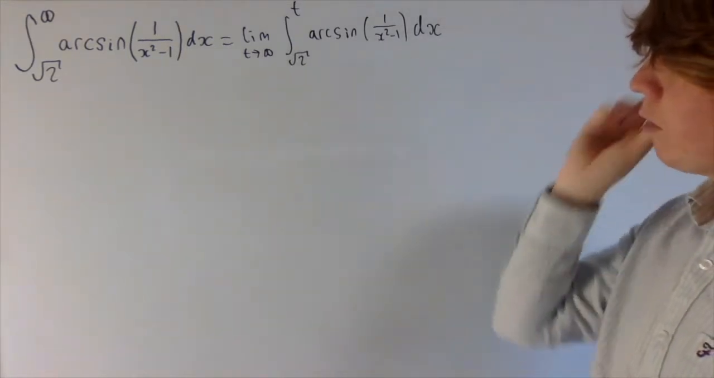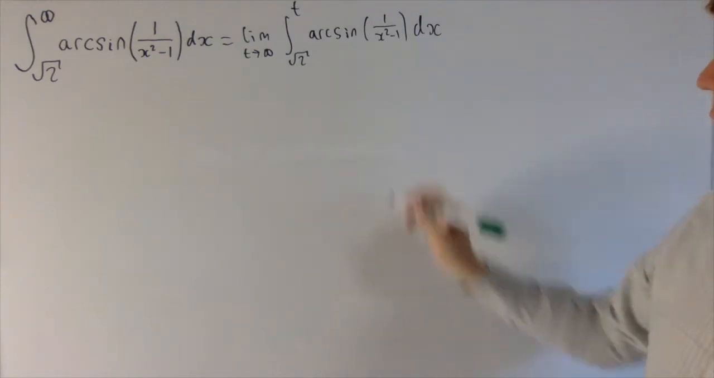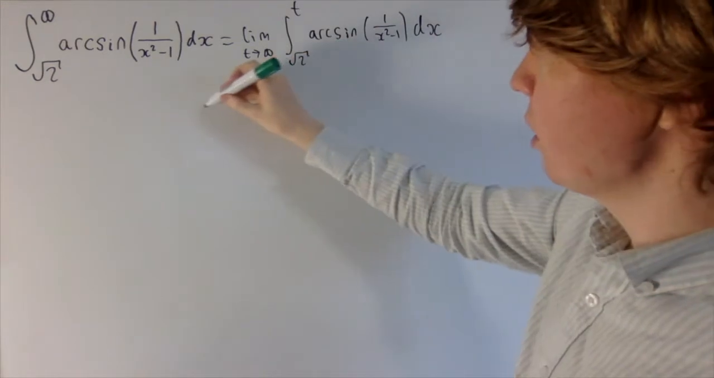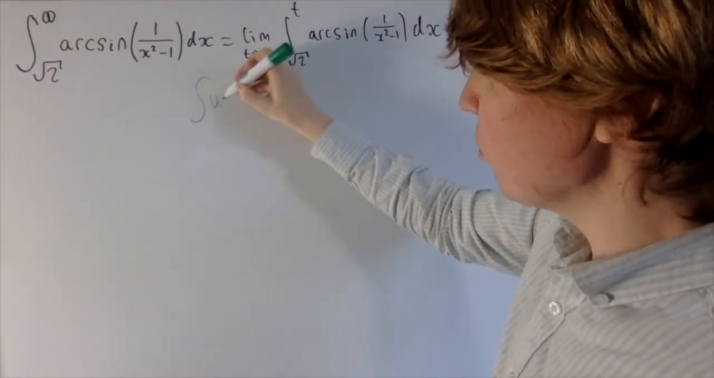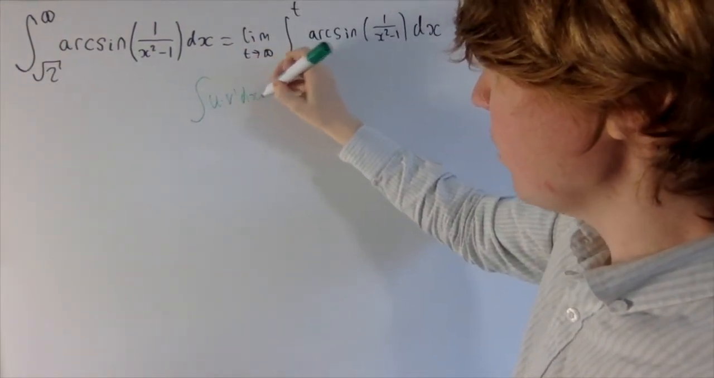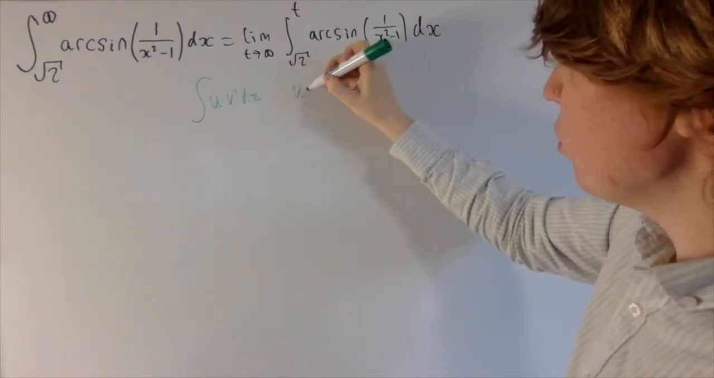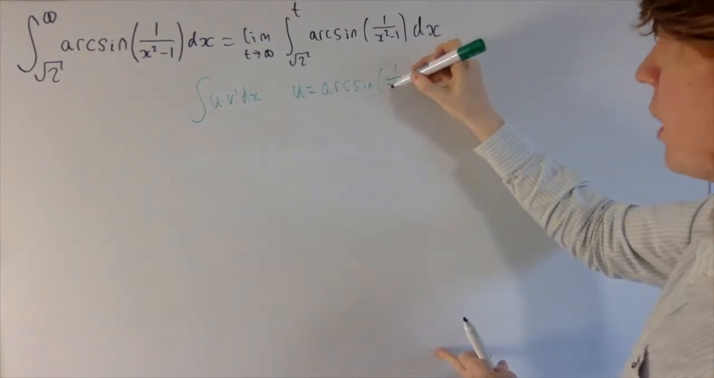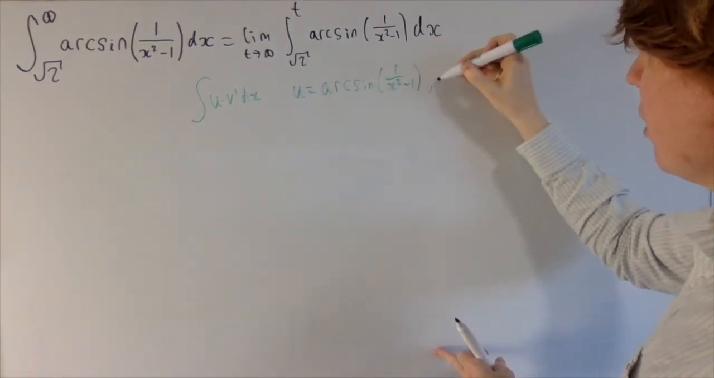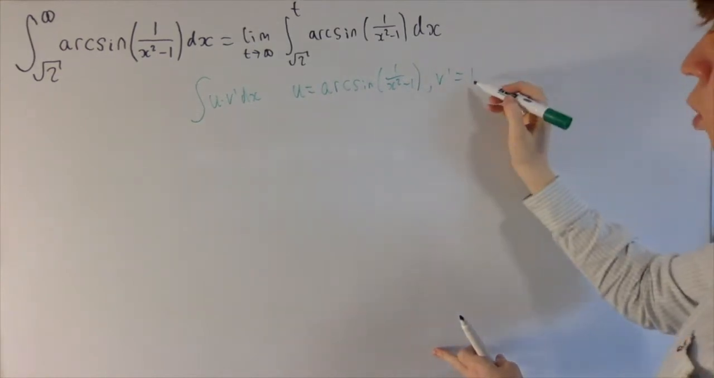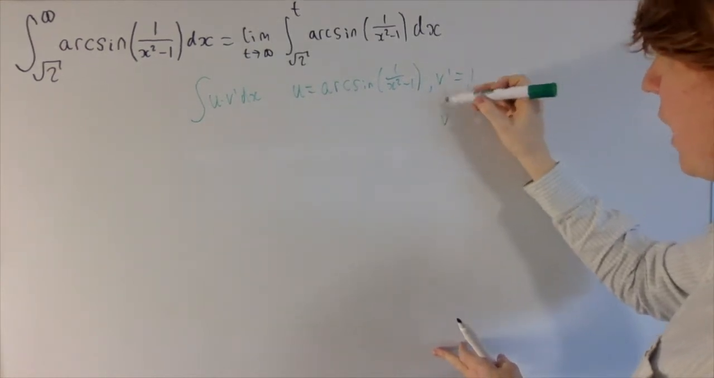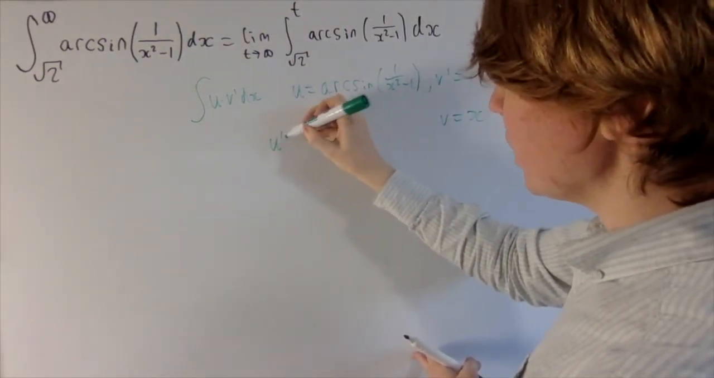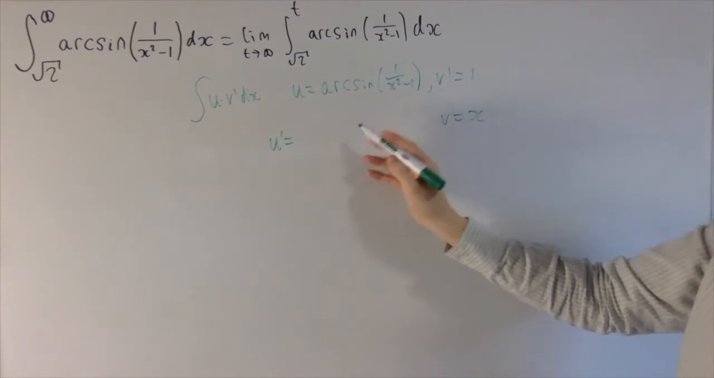And even though I'm trying to integrate this, if I want to differentiate this to get a nice function out, what I can do is think of this as the integral of u times v dash with respect to x. So I can set my u as arcsine of 1 over x squared minus 1. My v dash is just 1. So obviously when I integrate v dash, I just get x. And then when I differentiate my u, what will I get here? So I'll use the chain rule.